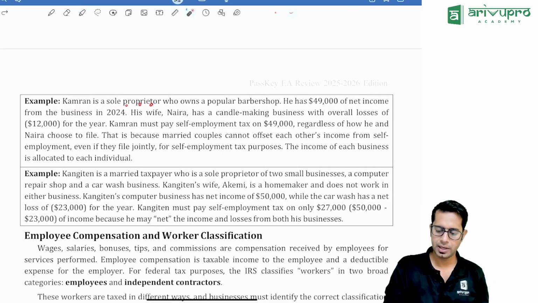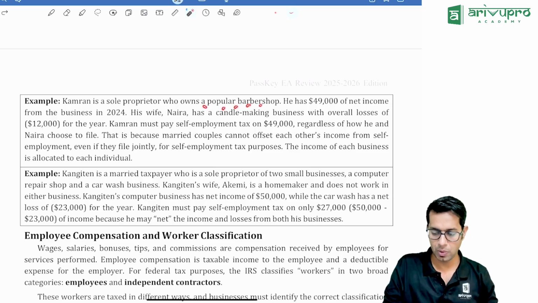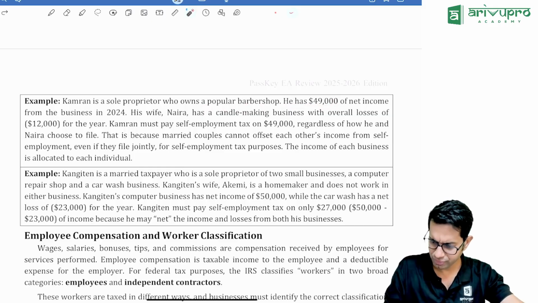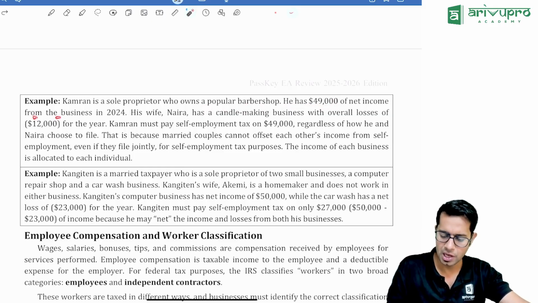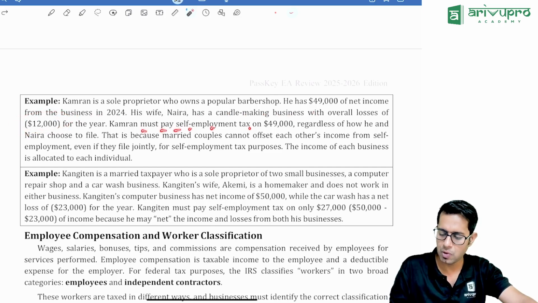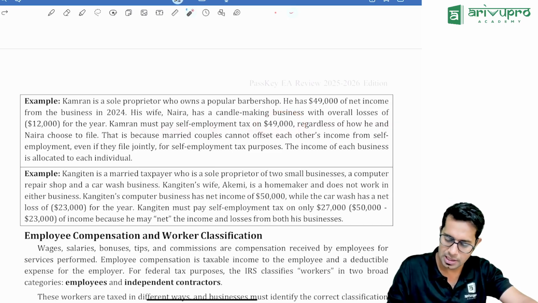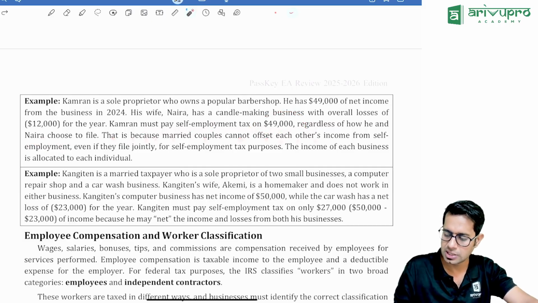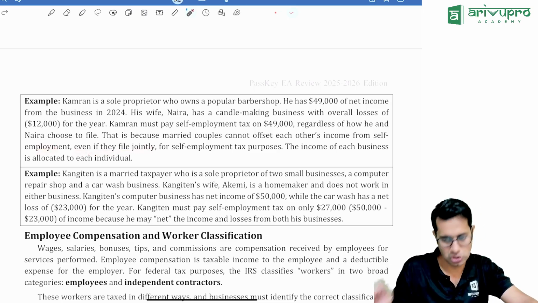K is a sole proprietor who owns a popular barber shop. He has $49,000 net income from the business in 24. His wife N has a candle making business with an overall loss of $12,000. K must pay self-employment tax on the entire amount, regardless of how N chooses to file. That is because married couples cannot offset each other's income from self-employment even if they file jointly.